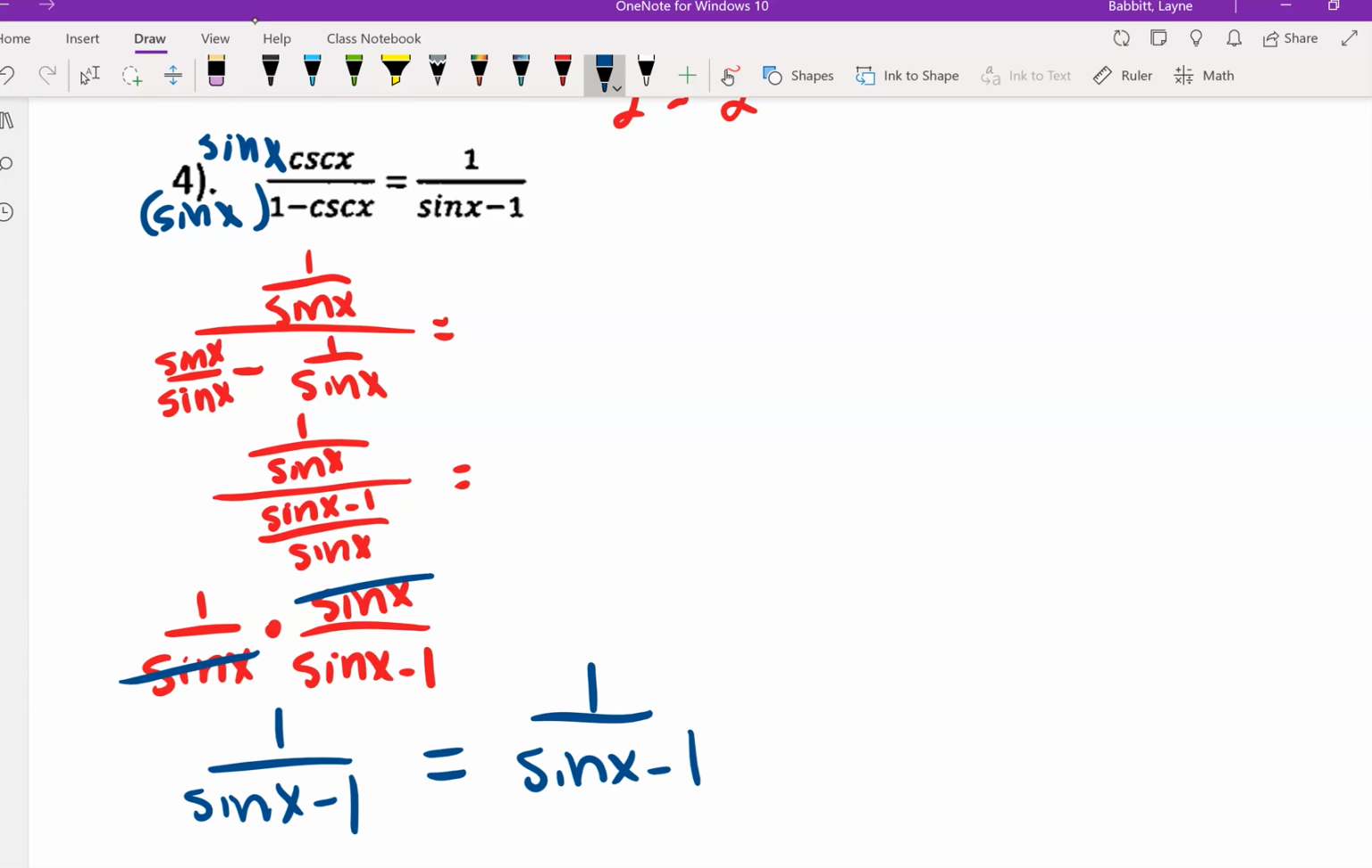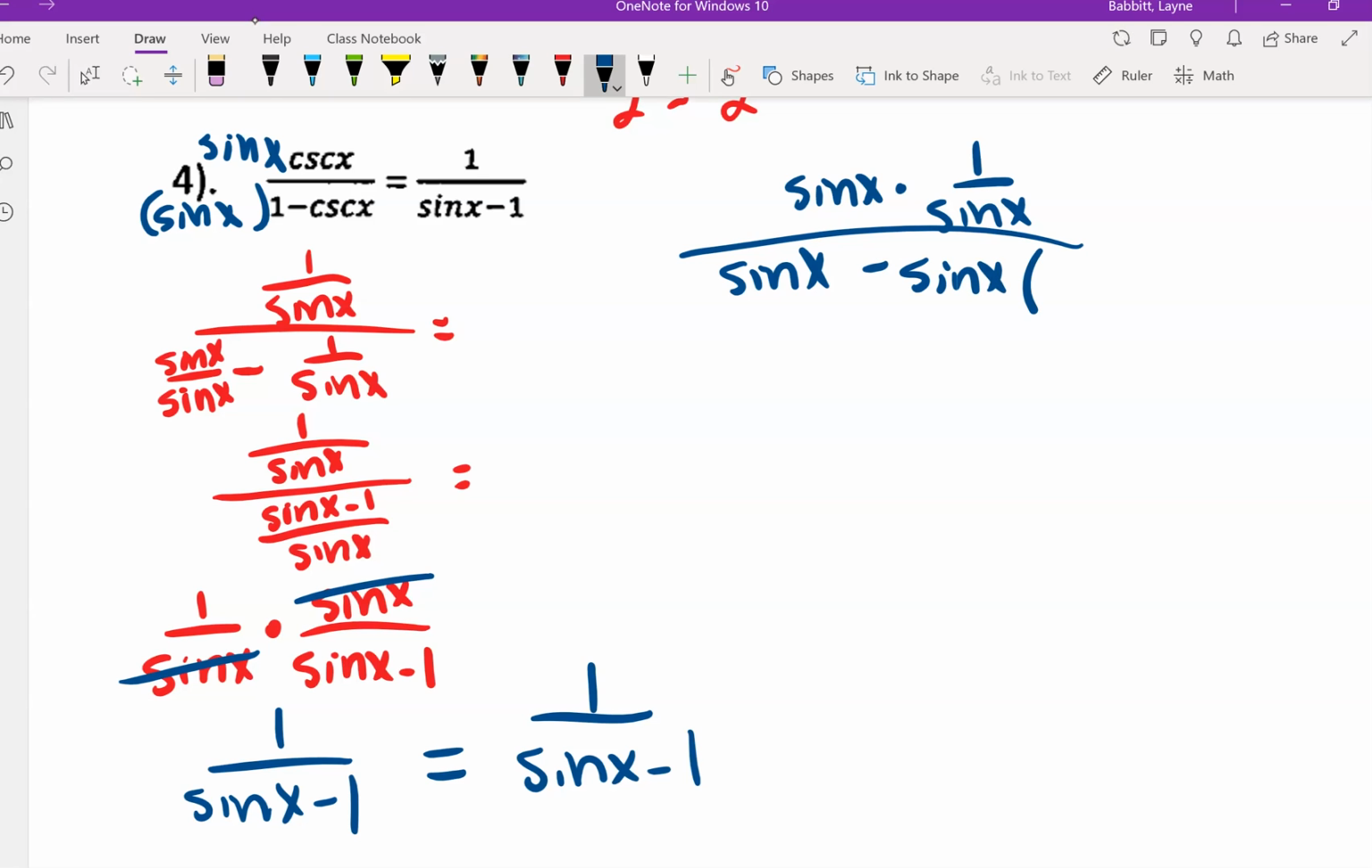So this would become sine x times cosecant x, you can rewrite as 1 over sine x, over, and then the other one's going to become sine x minus sine x times cosecant x, which is 1 over sine x.